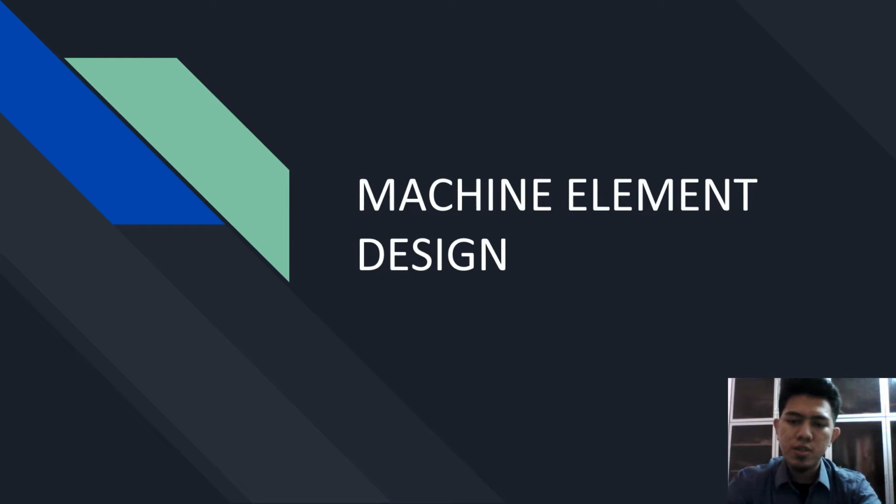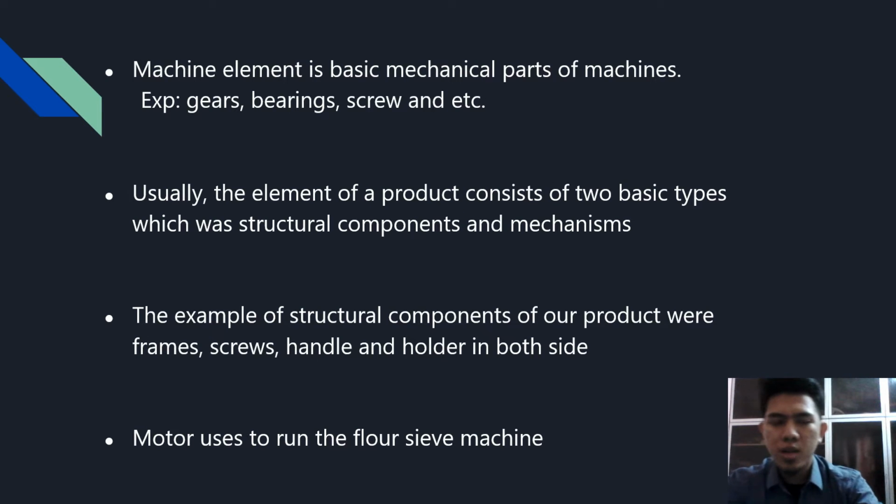For the first one, for me, it is machine element design. What is a machine element? A machine element is a basic mechanical part of machines. For example, here I put gears, bearings, screws, and so on.